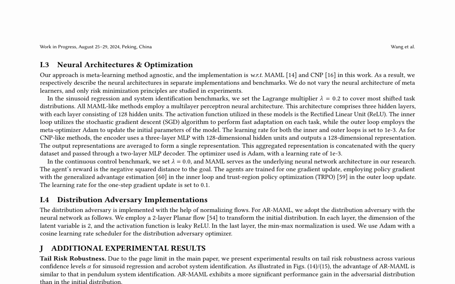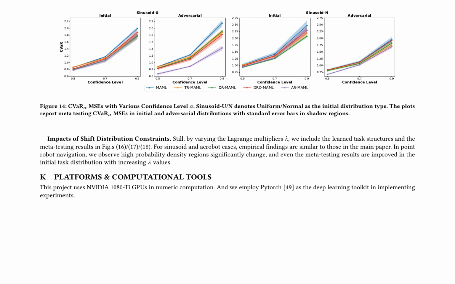In addition, the authors detailed the implementation of distribution adversaries using normalizing flows, a powerful tool for flexible density estimation. This allows for the generation of diverse and realistic data distributions, enabling the evaluation of tail risk robustness and the impact of shift distribution constraints on model performance.